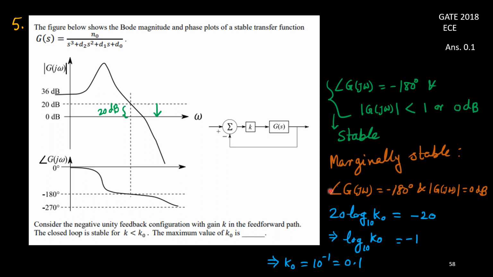Okay. And suppose k equals 0.01, then what will happen? It is reduced by another 20 dB. It will come at minus 20 dB. At that time the gain margin will be 20 dB. Okay, it is good. Anyway, we'll discuss gain margin and phase margin in different lectures.